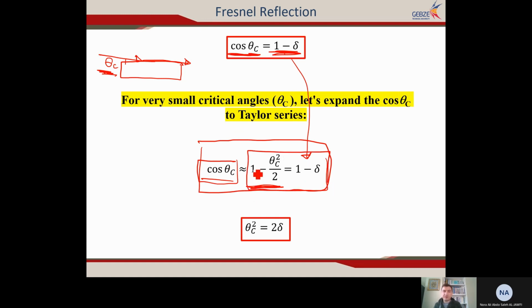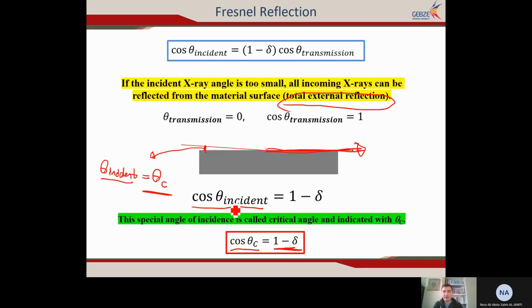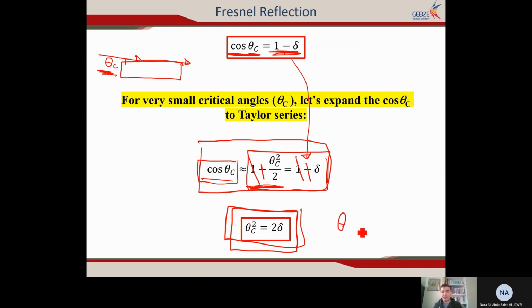What do you see here? This will cancel, this one will cancel. Then finally, we have this expression: theta critical squared is equal to 2 delta. This is the critical angle, this is delta. What was delta? Delta is this one. Delta includes electron density, right? And here I have found a relation between critical angle and electron density.